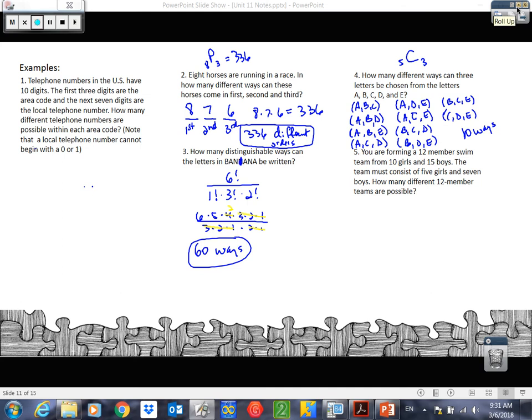Alright, last one. So that was 10. You're forming a 12-member swim team from 10 girls and 15 boys. The team must consist of 5 girls and 7 boys. How many different 12-member teams are possible? This is another ordering problem. In this case, it's a bit more complex than the ones we've been working on. We actually have 2 different criteria. We need a certain number of girls and a certain number of boys.